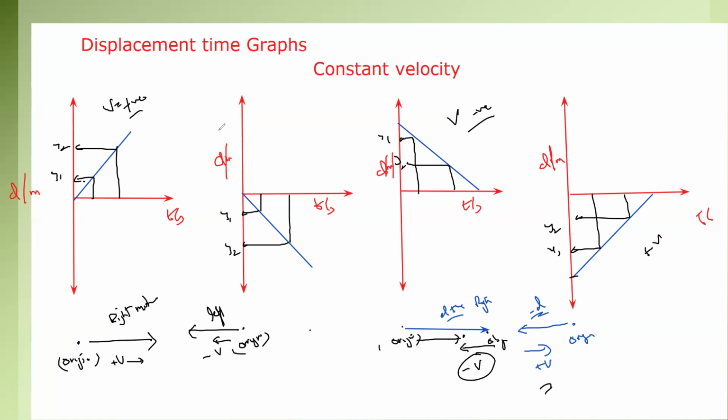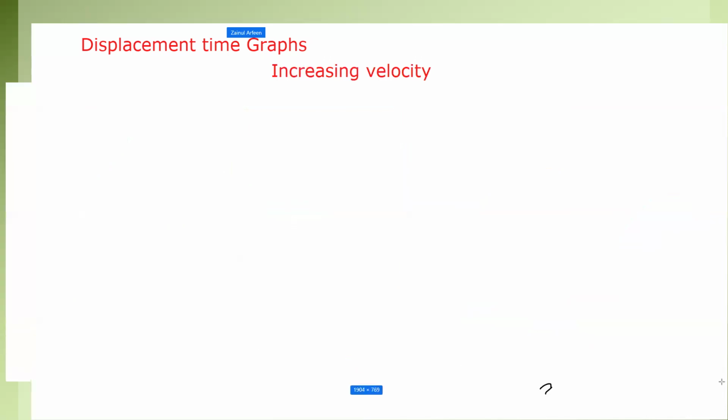This is for the constant velocity. The next one, we have the graphs for increasing velocity. If you want to sketch a graph for increasing velocities, again, four possible graphs are there. The slope of a displacement-time graph represents the velocity. So that means the slope should increase.